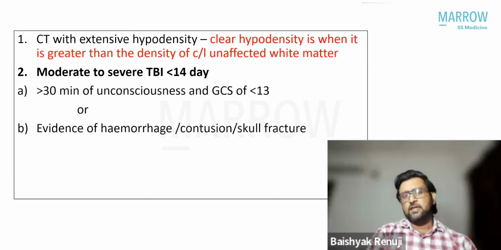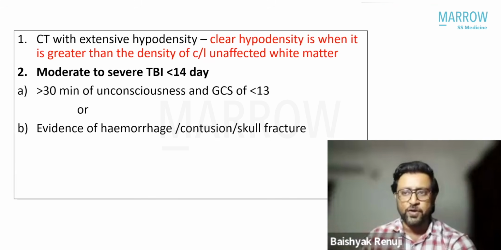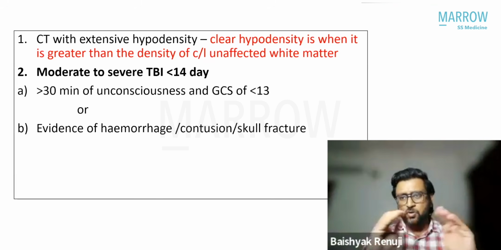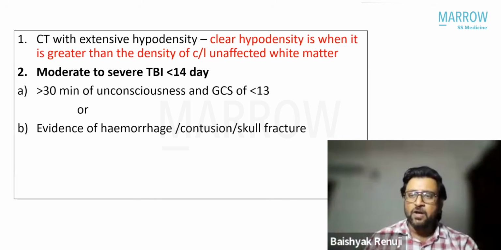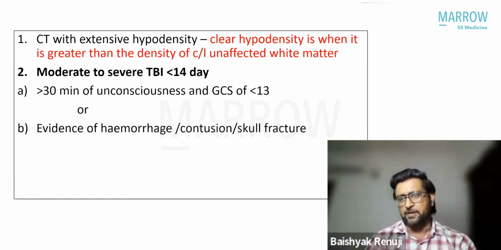If the density is greater than the contralateral unaffected white matter, and you should be looking at the CT in a stroke window, not in a regular window, where you can differentiate white matter and gray matter very clearly. In such a scenario, if the hypodensity is greater than the contralateral unaffected white matter, then there is a contraindication.